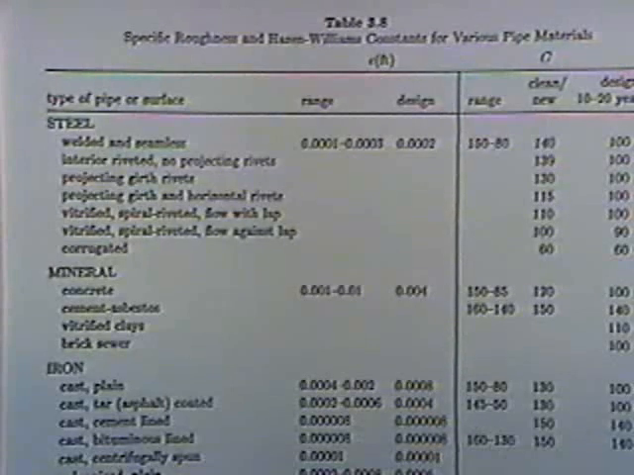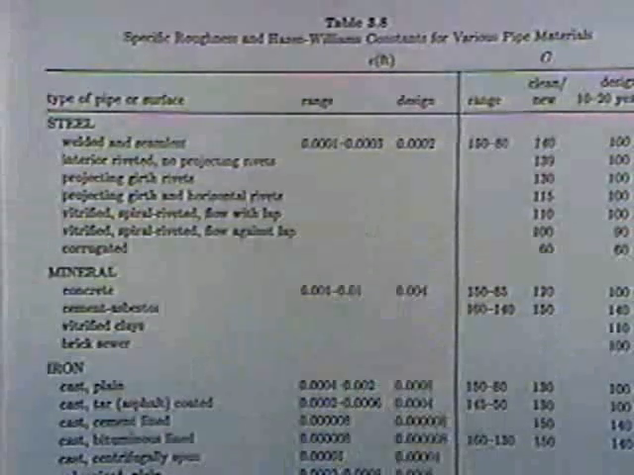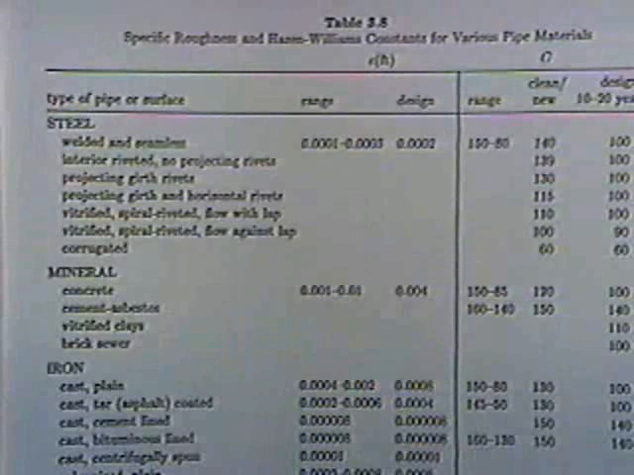And you can see how it can vary between smooth pipes and rough pipes. Welded steel, it says, ranges from 0.0001 feet to 0.0003 feet, and design values given. And so this type of information is available in many different places, including the reference manual. We'll come back to this because it also gives the roughness values for the Hazen-Williams equation as well.